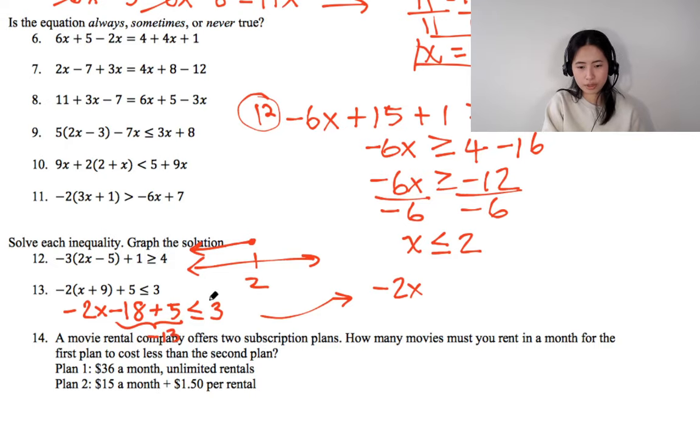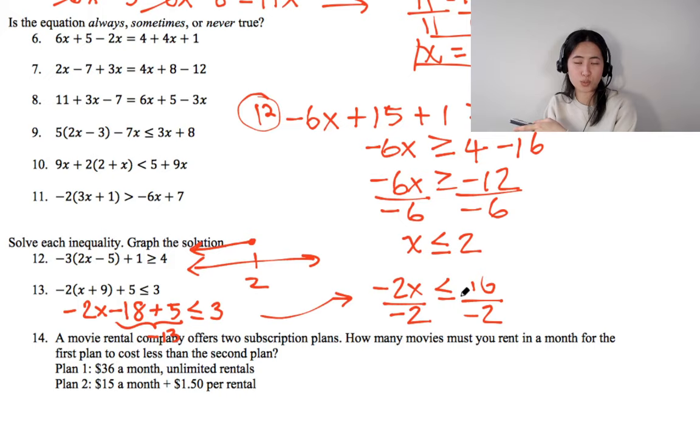And then you have 3 here, right? So 13 plus 3 is going to be 16. As a result, you need to divide both sides by negative 2. Again, a reminder: because you're dividing both sides by a negative number, you need to make sure you flip this inequality symbol. So in this case, this would be x greater than or equal to negative 8.